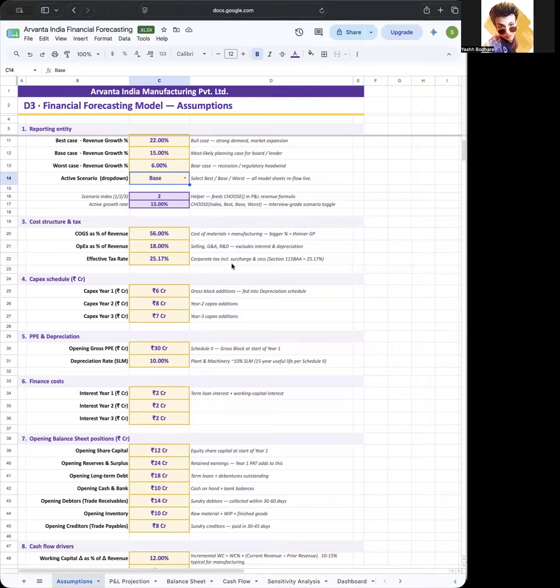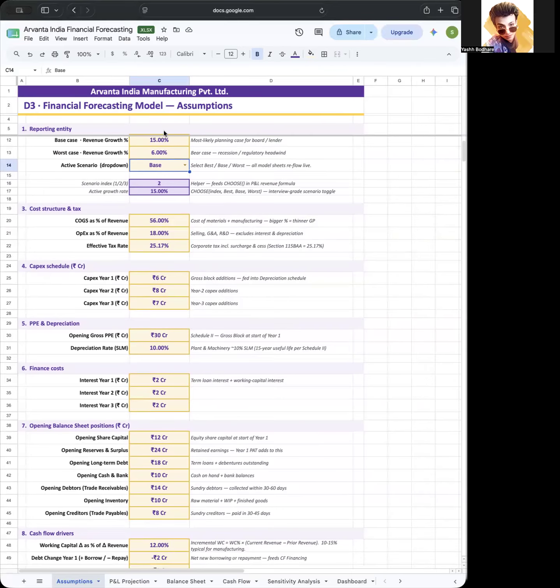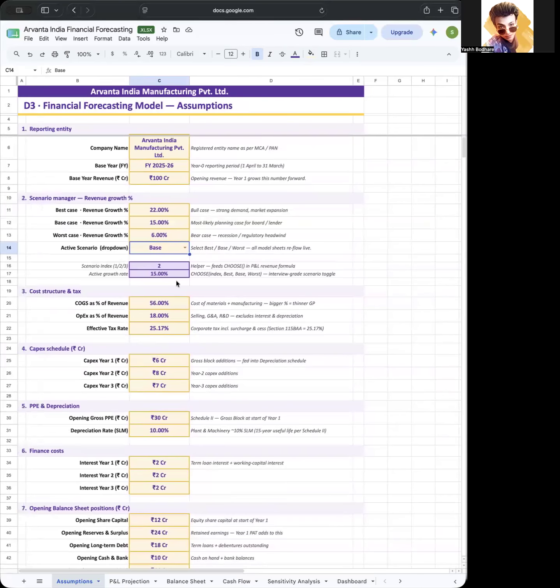Okay, so as you can see, the active growth rate is therefore 15%. And here it is if you can't see it. So this cell retrieves the growth assumption associated with the selected scenario. The model uses functions such as MATCH and CHOOSE.